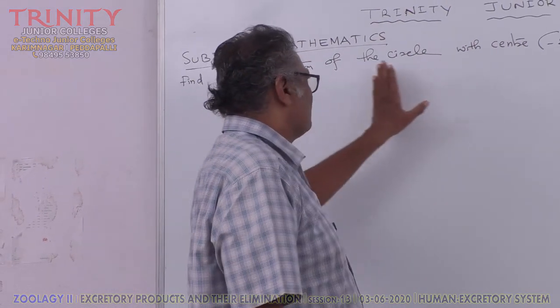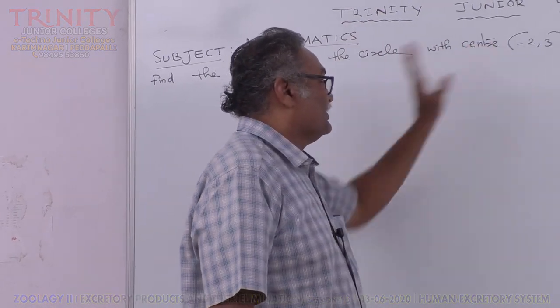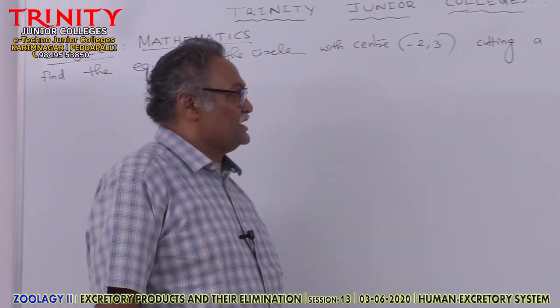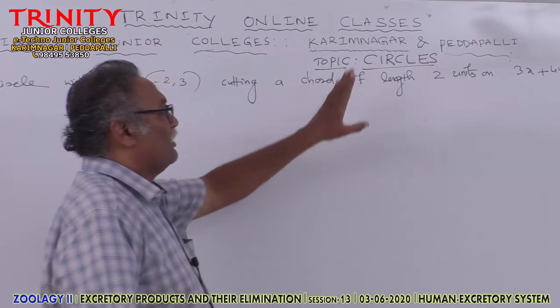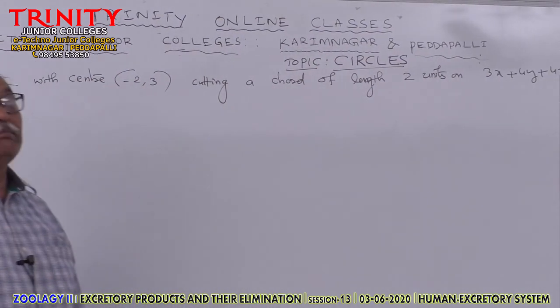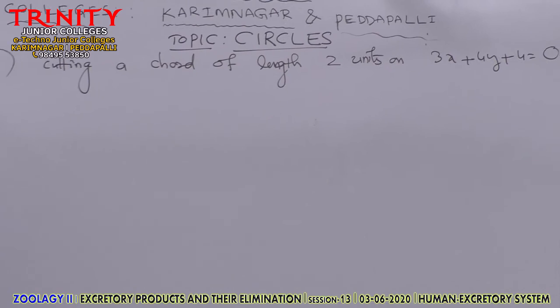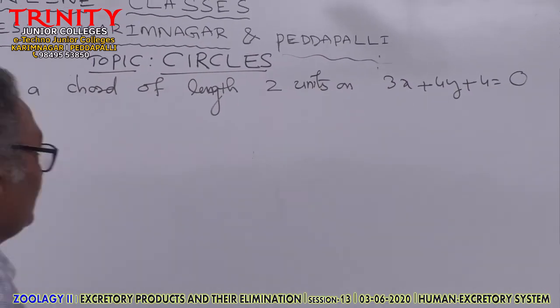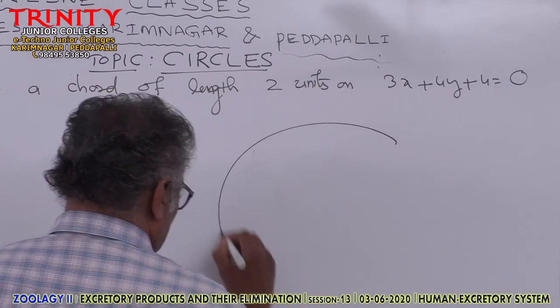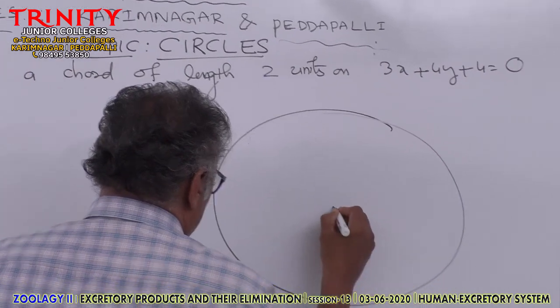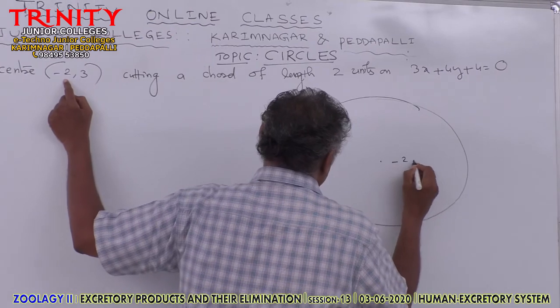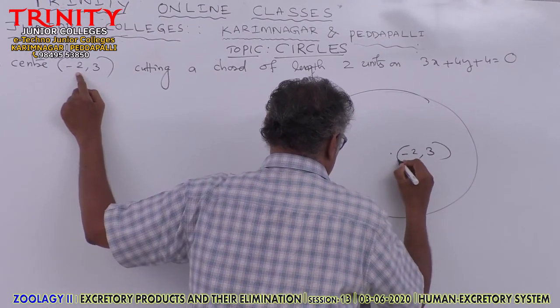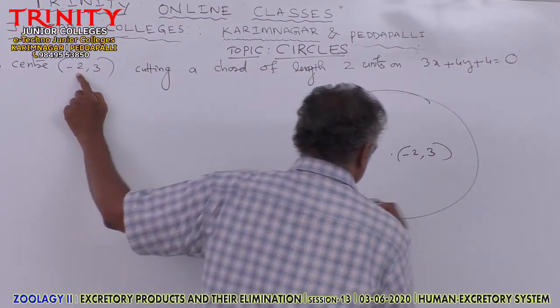Find the equation of the circle with the center -2, 3, cutting a chord of length 2 units on 3x plus 4y plus 4 is equal to 0. Here, the center of the circle is given: -2, 3. The equation of this line is given.